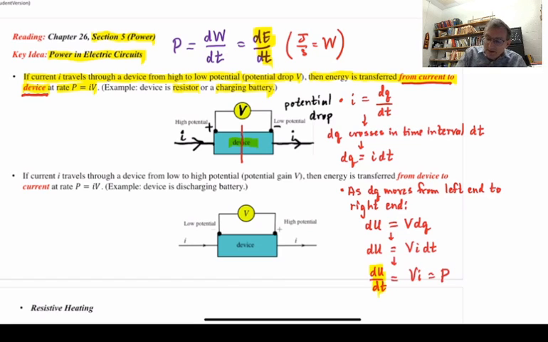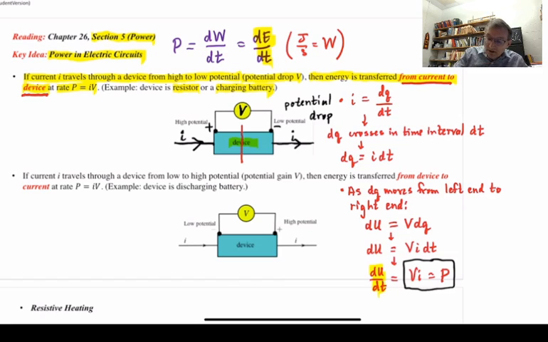And so then we have this very useful general formula for the power associated with any circuit element, absolutely any circuit element, because I made no assumption about what that circuit element in that box was. You just take the product of two things, the current I flowing through the device and the potential difference V across it. P equals IV.